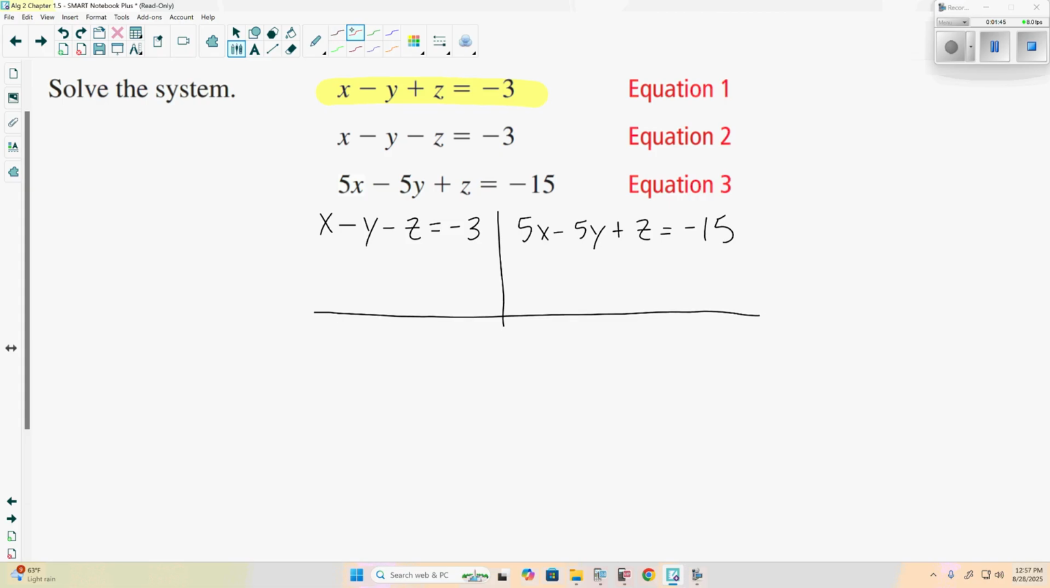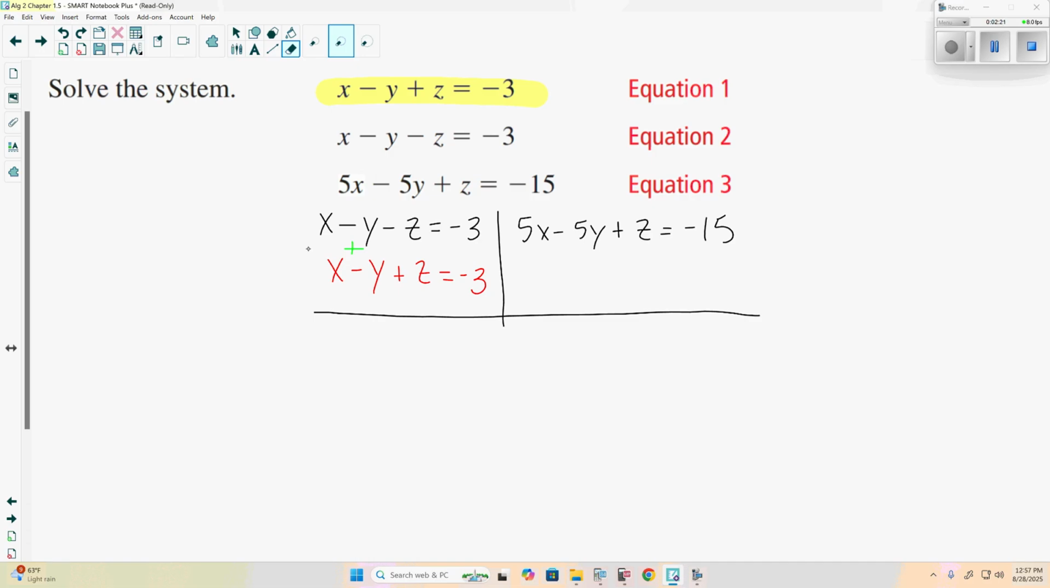Now with the equation on the left, we don't have to do anything to get y to be the same. It's kind of already there. So we can just put them over the top of each other and then see if we need to add or subtract. Negative y plus negative y. Negative 1 plus negative 1 is negative 2. So that's not 0. So we can't add the two together.